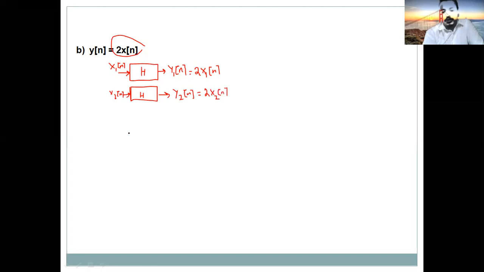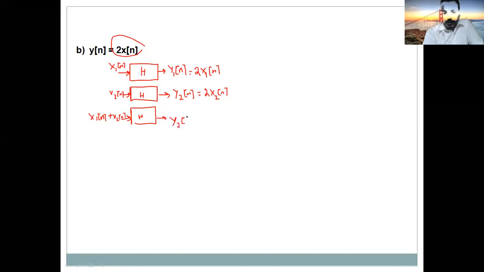Now to check superposition, what do we have to do? Apply the summation of the two inputs, x1 plus x2. Add the two inputs together and apply them to the system. What will be the output? The response, we call it y3 of n.